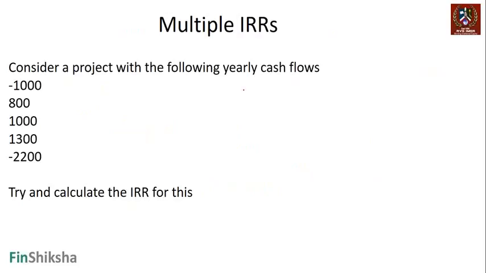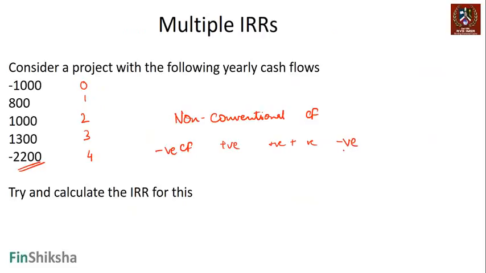Let's take the example of a project that has this set of cash flows in years 0, 1, 2, 3, and 4, right? The first thing that we see is that this is a non-conventional or unconventional cash flow. Why? Because it starts with a negative cash flow. Typically, your conventional cash flows are negative cash flow, and then you have positive, positive, positive all the way through. The moment there is another negative cash flow, that's an unconventional or non-conventional cash flow, right?